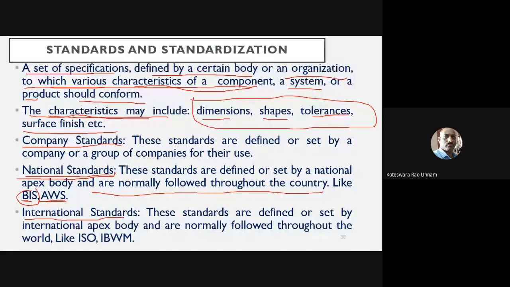The universal standards, like I said here, are nothing but the international standards. These are the standards defined or set by an international body and are normally followed throughout the world. That is, throughout the universe they will follow. Examples are ISO. ISO stands for International Organization for Standards. They will specify the set of governing rules to check whether the component is following these international standards or not. Similarly IBWM, like that, there are some more international standards also.